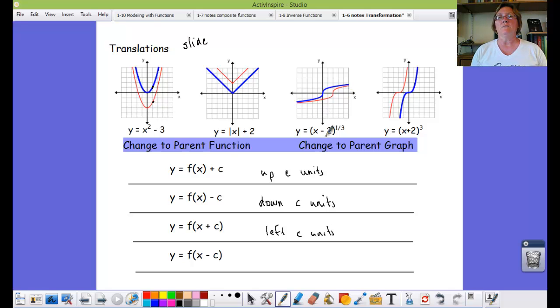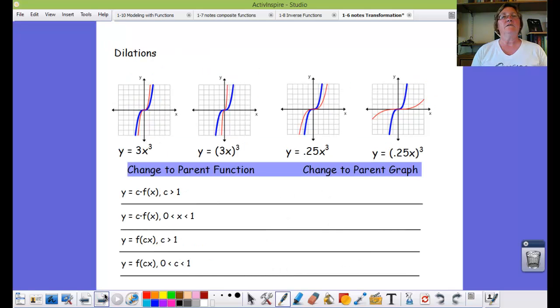Here we have a move to the right. We take the cube root function. Here's the parent. We move it 2 to the right, and a good way to think about it is that central point moves to the right. So this one is a right-hand shift of C units. Those should seem very familiar to you because you talked about reflections and translations in your Algebra 2 class.